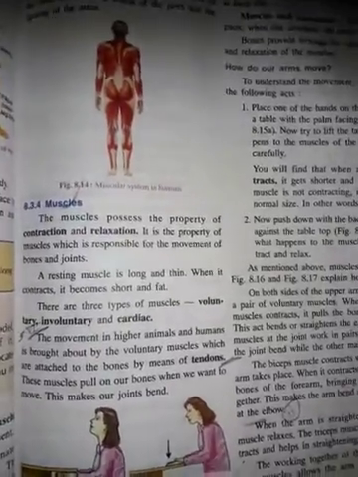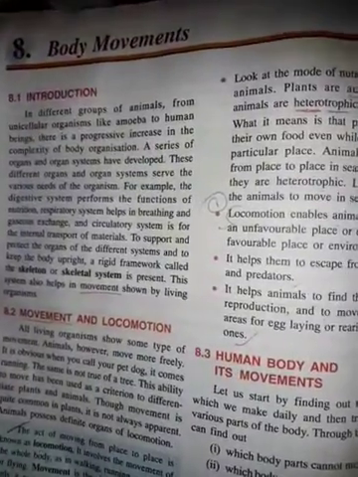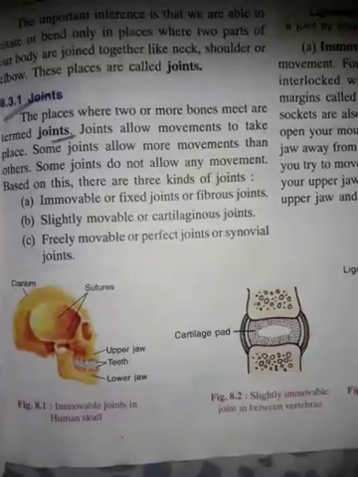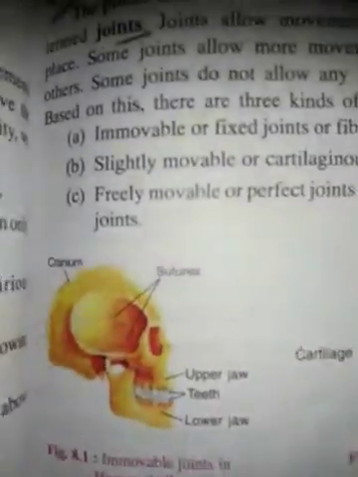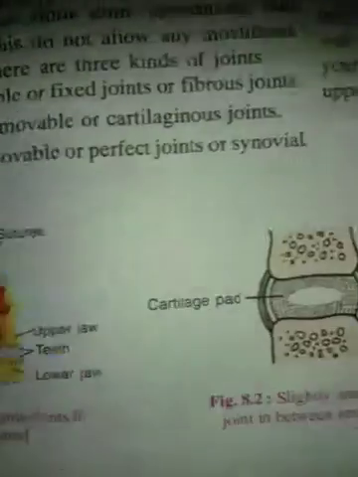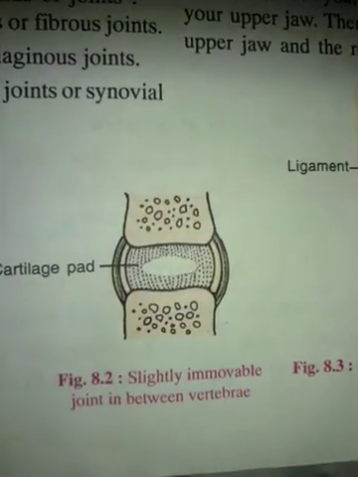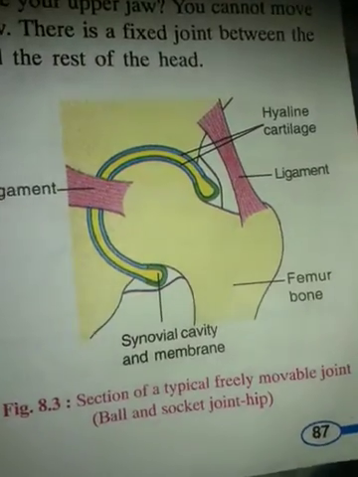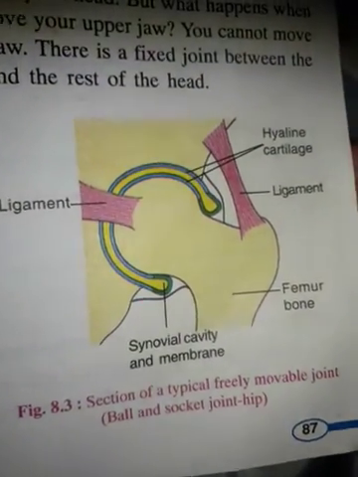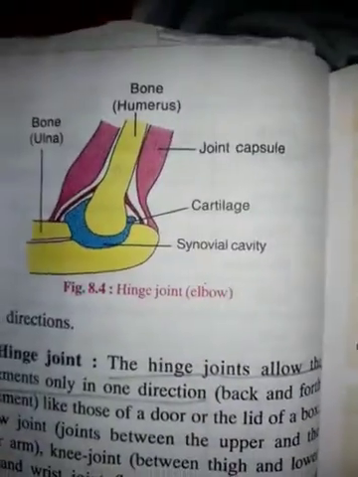Nowadays, I am teaching chapter 8, body movements. The name of chapter 8 is the body movements. Yesterday, I told you about the joints. Joints are of three types: immovable joints. You can see in the diagram. This is the immovable joints. This is the slightly movable joints in between vertebrae, and this is the ball and socket joint, freely movable joints. And then after, I told you about hinge joints.